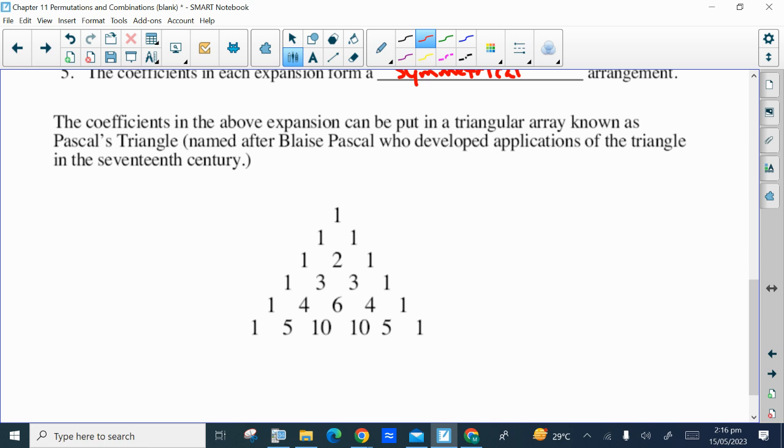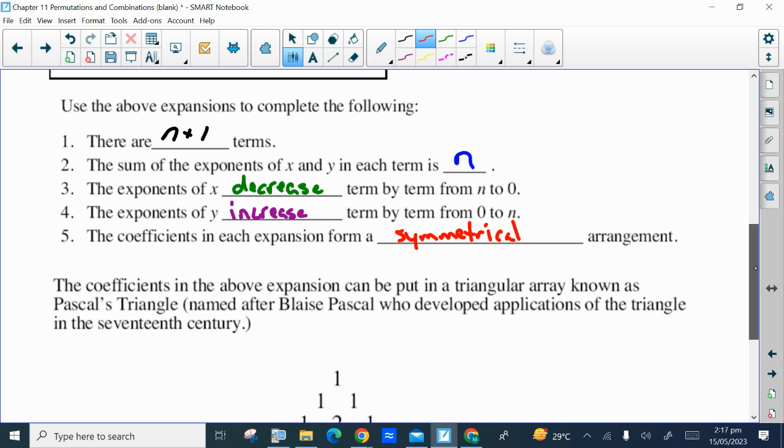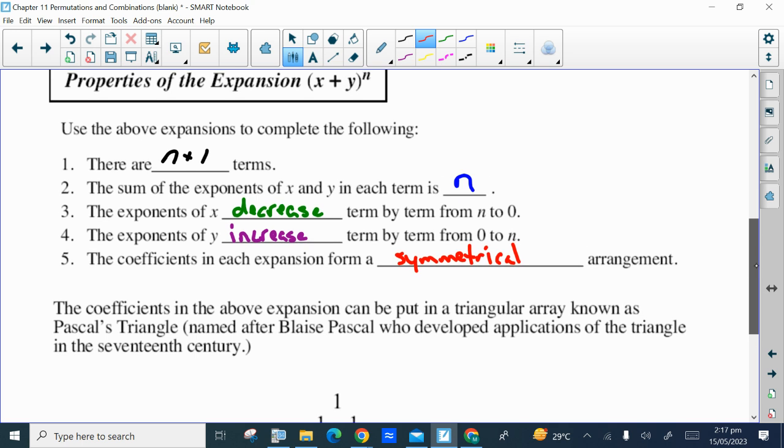That pattern continues forever. So this Pascal's triangle is one way that we can start to generate the coefficients for an expansion. That's only part of it, though. The other part of it is knowing how many terms you have and what's happening to each power. And again, we go back to what we've seen above here. There's always one more term than the power, the value of n. The sum of the exponents in each term always is n.